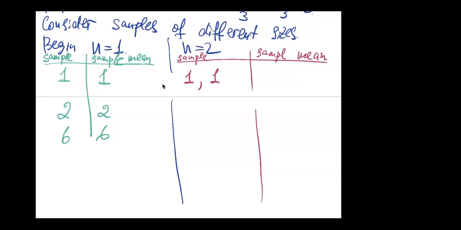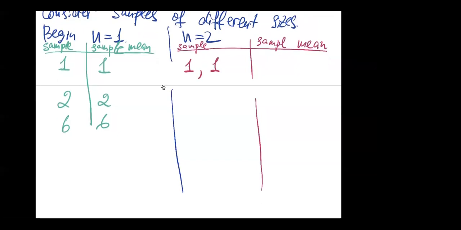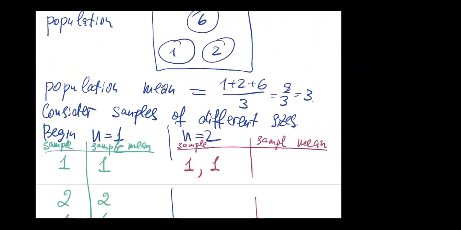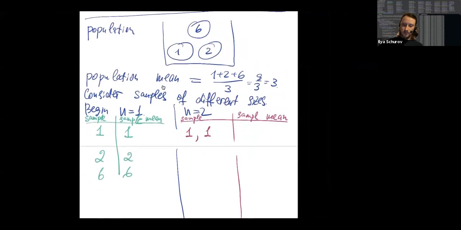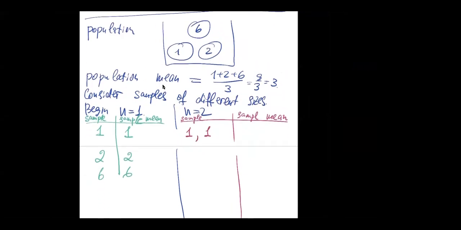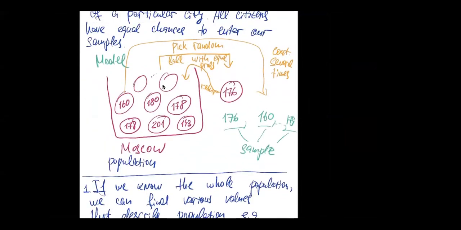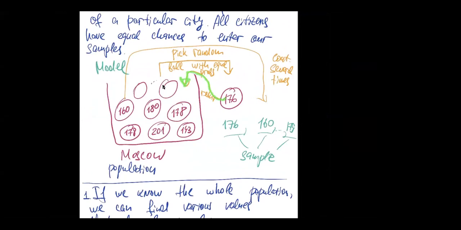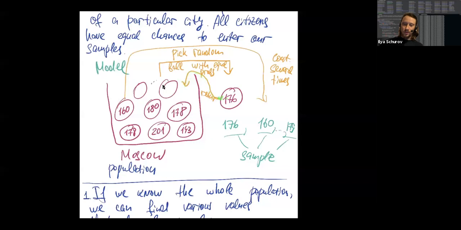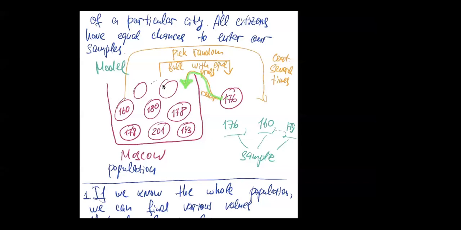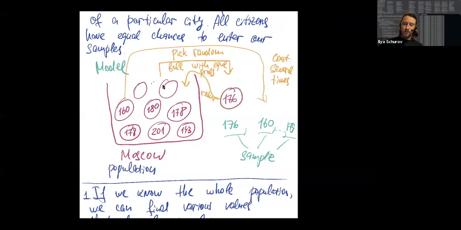Sorry, I have a question. I thought that we have only three balls: one ball is one, the second is two, and the third is six. So how can we get one and one? Because we took that ball, put it out of the box, and so it is no more in the box. Or we have sampling with replacement. Yes, sampling with replacement, so we return the ball to the box every time.